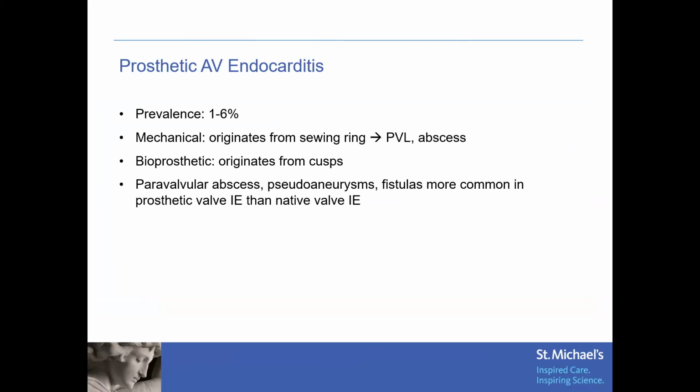Okay, just to comment about prosthetic aortic valve endocarditis, prevalence is about 1 to 6%. In mechanical valves, the endocarditis tends to originate in the ring itself and then lead to prosthetic valvular leaks and abscess formation, whereas in bioprosthetic valves, for the most part, endocarditis tends to originate in the cusps themselves. Keep in mind with prosthetic valves, especially if you see a vegetation, you always want to look for paravalvular abscesses, pseudoaneurysms, and fistulas, because they tend to happen much more commonly in prosthetic valve endocarditis than native valve endocarditis.